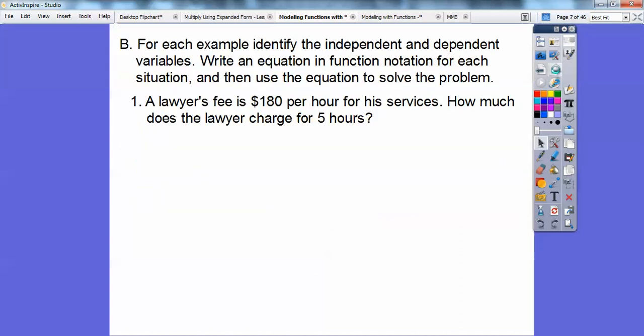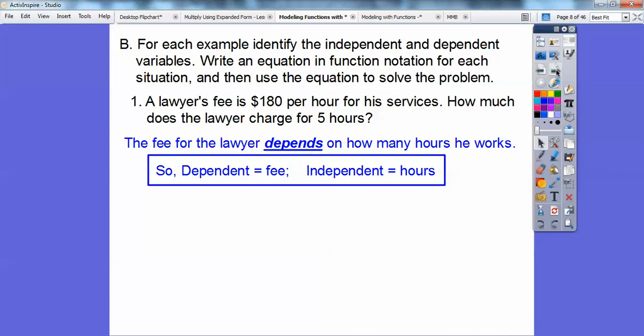The fee of the lawyer totally depends on how many hours were worked. So the dependent part is the fee and the independent part is the hour. If you go in and see a lawyer, how much you're going to pay depends on how many hours he's going to be doing work for you. So if we let h equal the number of hours worked, here's our functional notation, f of h equals 180 times however many hours there are.